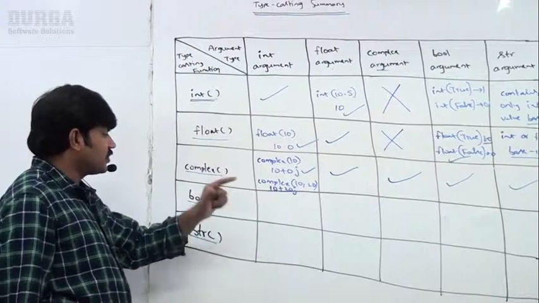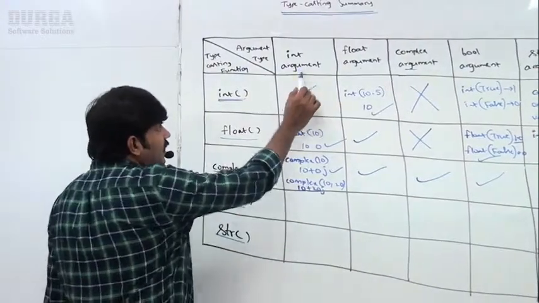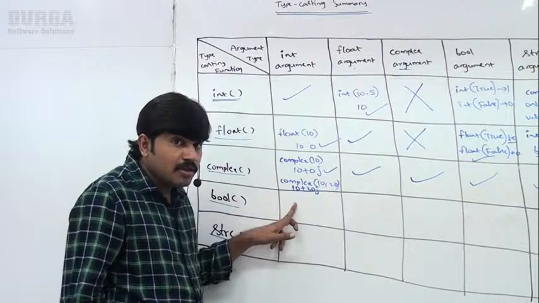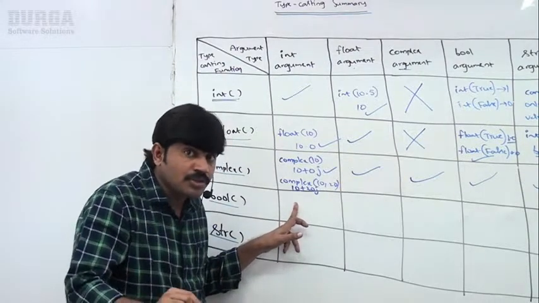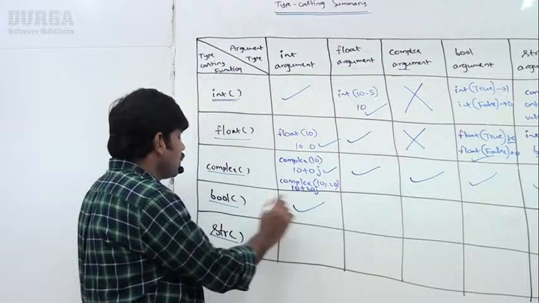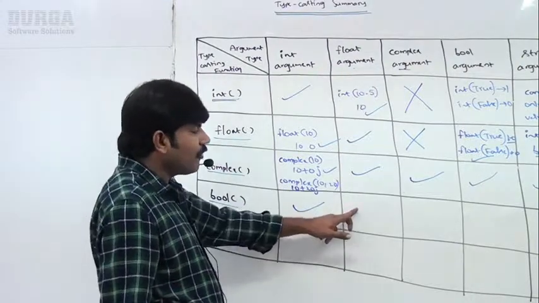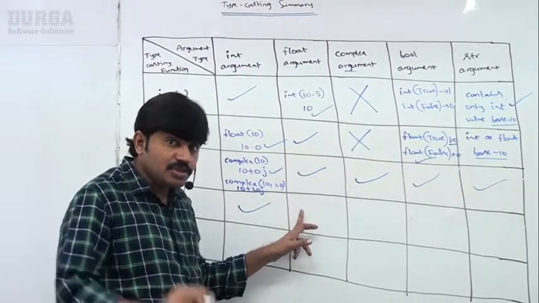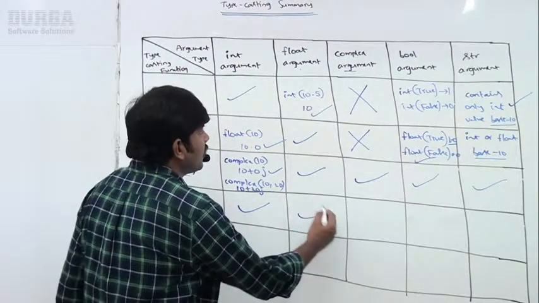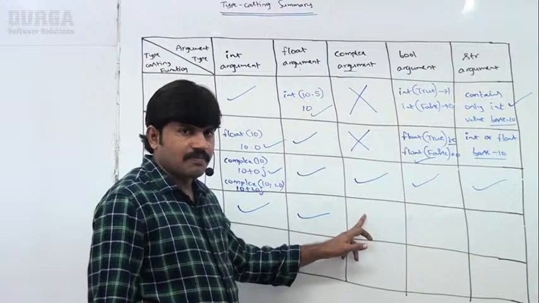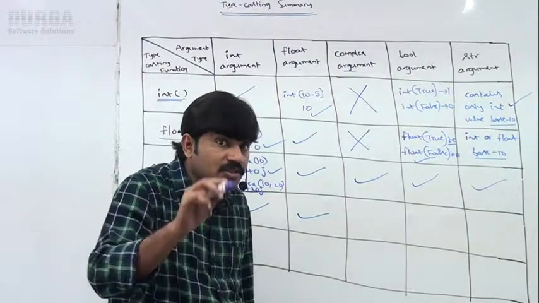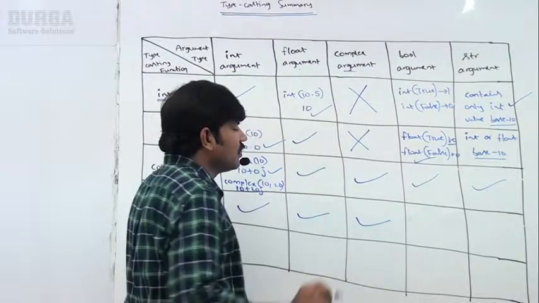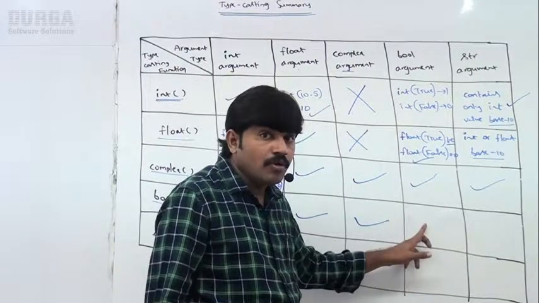Next, the bool function, sir. If you are passing an int value, very simple. If the int value is 0, it is considered false. Non-zero is considered true. Yes, int to bool is possible. Next, float is also: if the value is 0.0, it will become false. Non-zero, it will become true. Next, complex number: if real part and imaginary part both are 0, that is 0 plus 0j, it is false. In all other cases, it is true. Next, bool to bool, no problem at all.